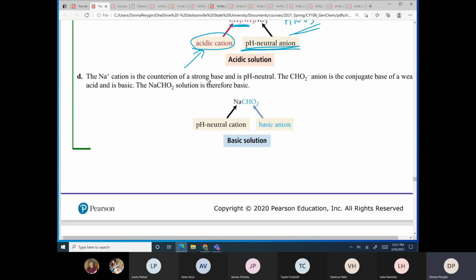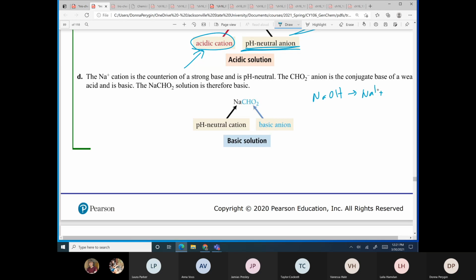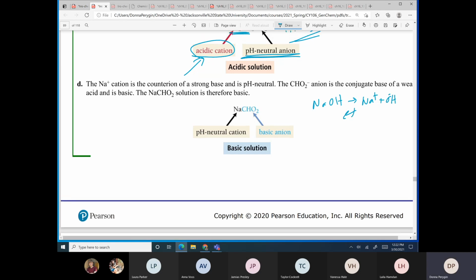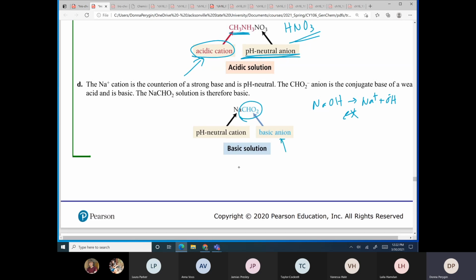The sodium cation is the counterion of a strong base. That would be sodium hydroxide, right? So sodium hydroxide is a strong base, and since it completely dissociates in water, the sodium is not going to want to go back the other way. Okay, so that's not going to do anything to our solution. Formate is the conjugate base of a weak acid, formic acid, and therefore it's going to form a basic solution. So the overall solution will be basic.